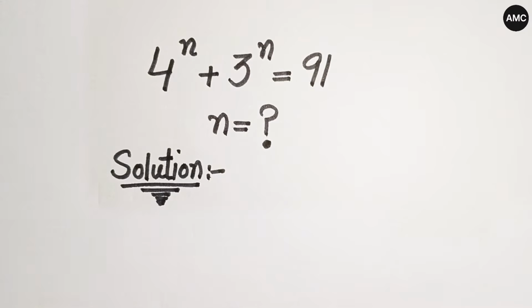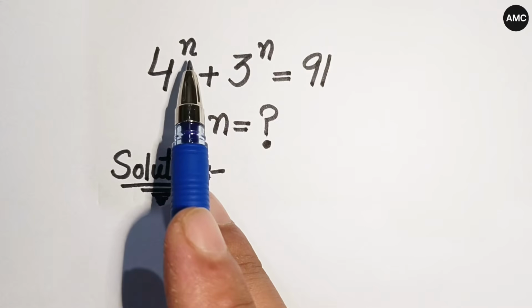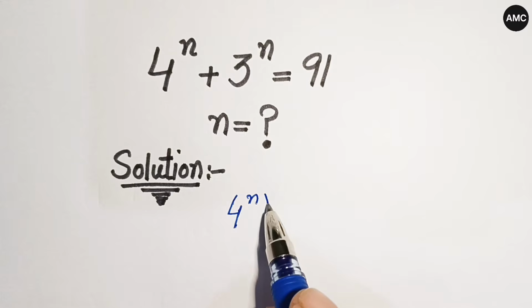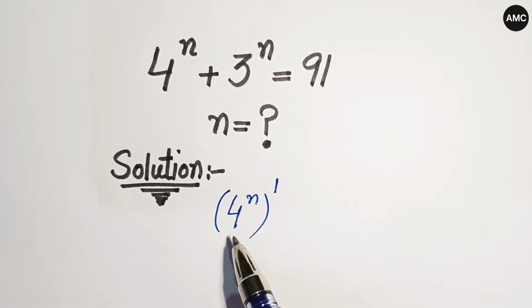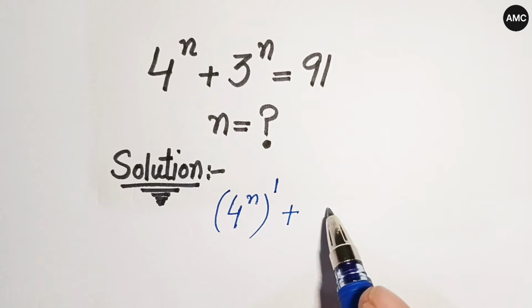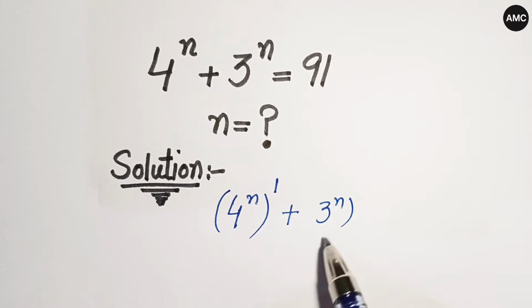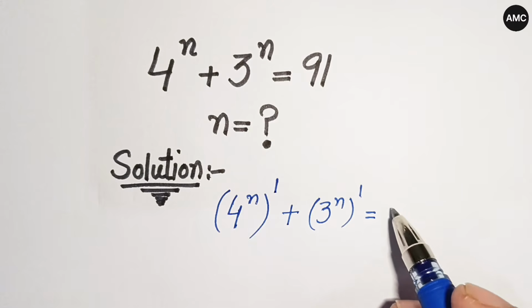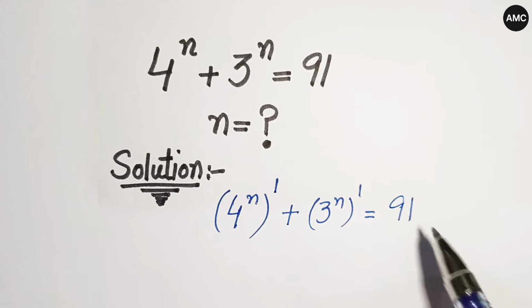So starting our solution, let's start our first step. Here we see 4 to the power n. If we just write (4 to the power n) whole to the power 1, there will be no difference. Similarly, we have the second term, (3 to the power n) whole to the power 1, that is equal to 91.